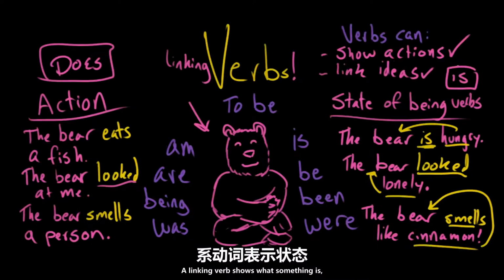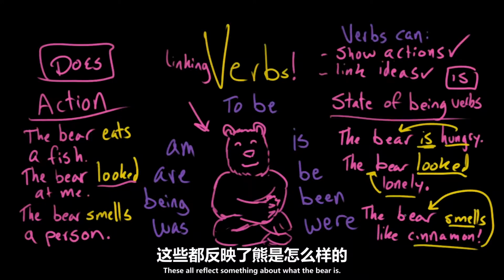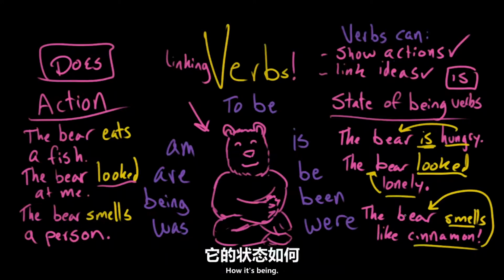A linking verb shows what something is, an action verb shows what something does. So the bear is hungry, the bear looked lonely, the bear smells like cinnamon. These all reflect something about what the bear is, how it's being.